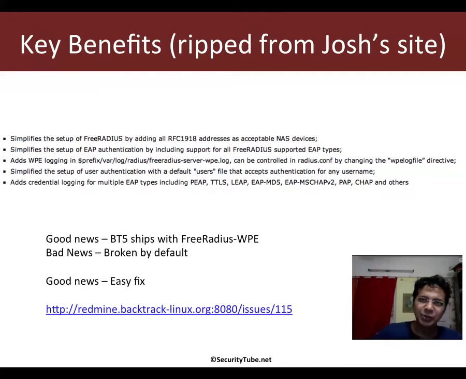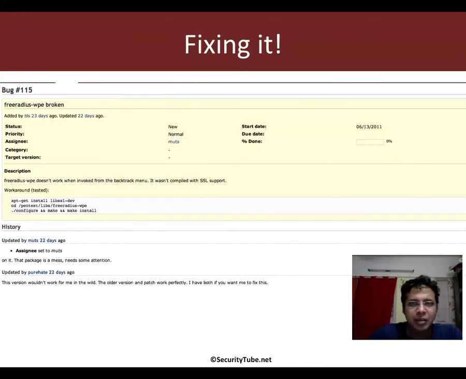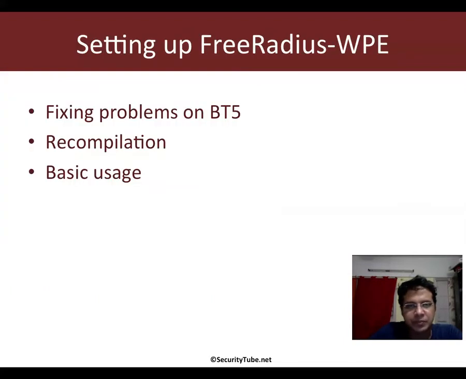So what's the good news? Well, I've already told you BT5 ships with FreeRADIUS-WPE. The bad news is that by default it doesn't work. But the good news again is that the fix is very simple, and the Backtrack guys have already put it up. Just a couple of missing libraries, and recompilation with support for those libraries needs to be done. We'll go through the whole process in this video. So we'll fix the problems, recompile, and then set up the Radius server.